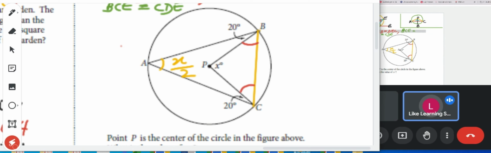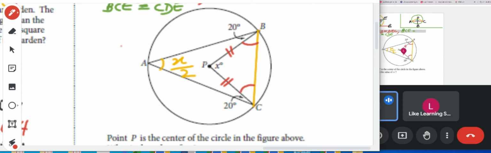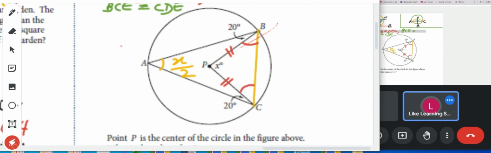Here is this place, and this place must be equal because they are base angles of an isosceles triangle. Triangle BCP is an isosceles triangle. You know that now. These are radii, so they are equal. Line PB is equal to line PC. You know that? Yes, sir. So this is an isosceles triangle, like we said earlier.